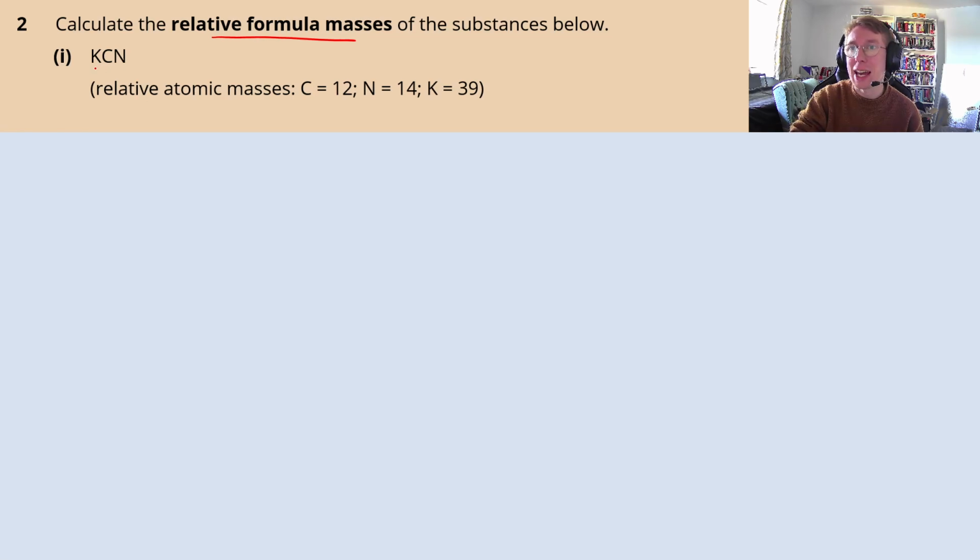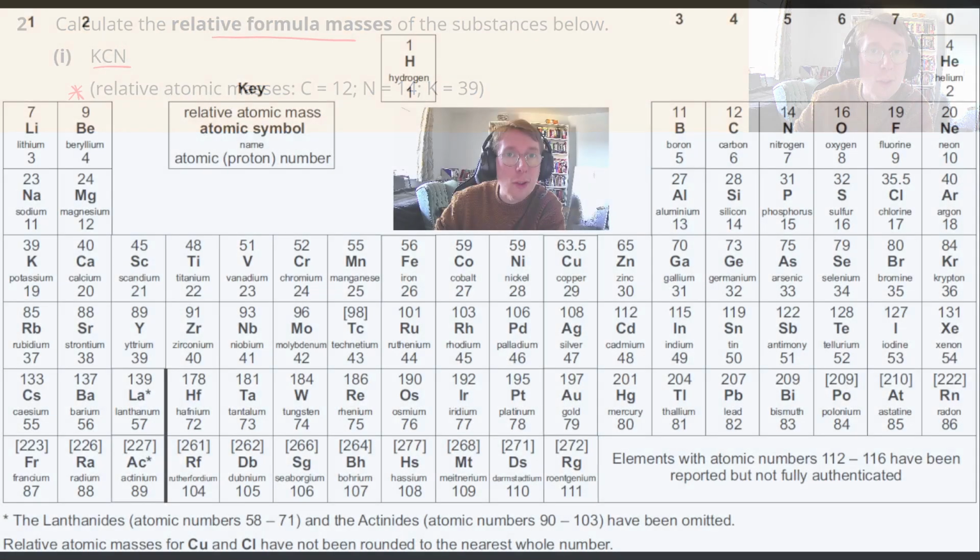So that's KCN. So we've been given the formula of this substance and we need to find its relative formula mass. Now, often in the exam you will be given the relative atomic masses in the question, so we are given them here, but if not, then you can find them in the periodic table.